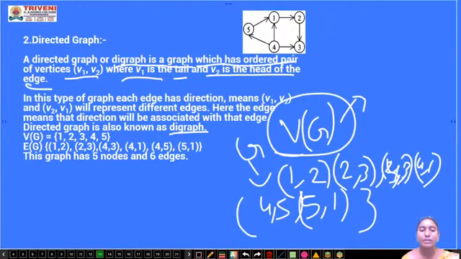4, 1 and 4, 5 and 5, 1, 2, 3, 4, 5, 6. Totally 6 edges will be here. Only 5 nodes and 6 edges will be available here. This graph has the 5 nodes and 6 edges.